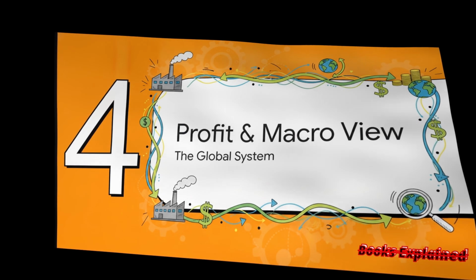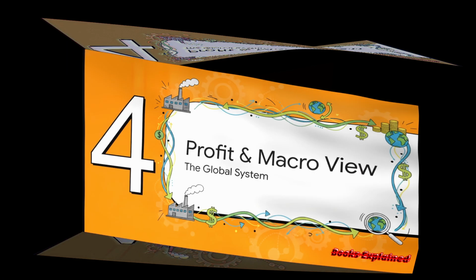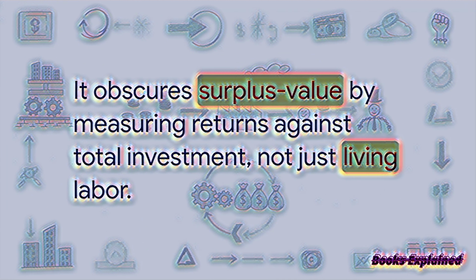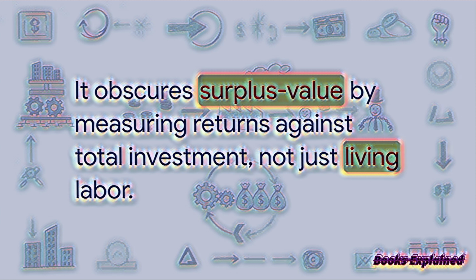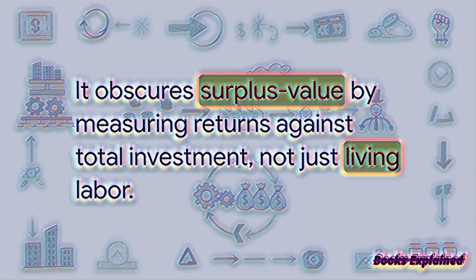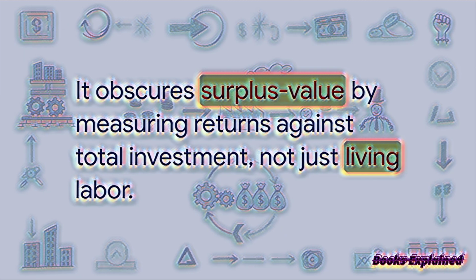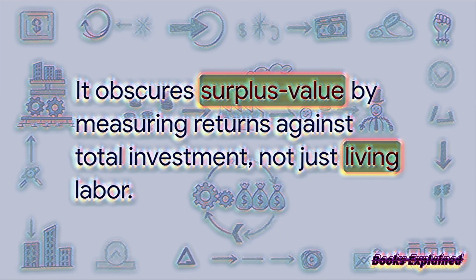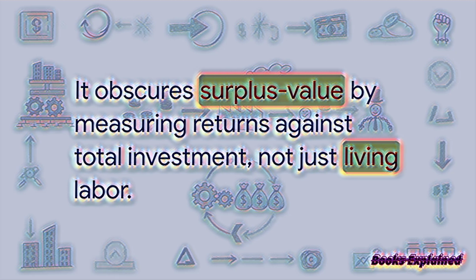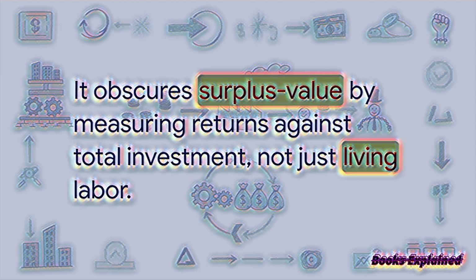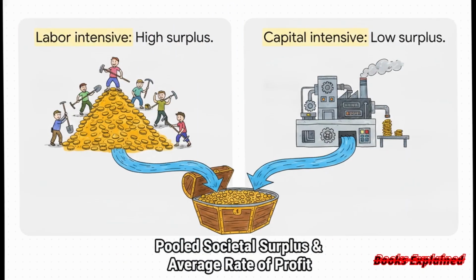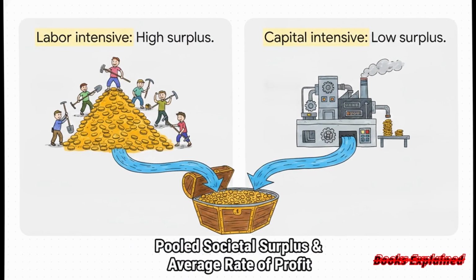Section 4. Profit and the big picture, the global system. Now, let's zoom out a bit. To the capitalist, exploitation isn't measured by looking at surplus labor hours. Instead, they look at the rate of profit. They measure the surplus, that's S, against their entire investment, both the machinery, C, and the wages, V. By measuring returns against the total investment, the math actively obscures the true origin of that surplus value. It essentially makes it falsely appear as though the dead machinery creates profit just as much as the living human labor does. This creates a truly fascinating macroeconomic dynamic.